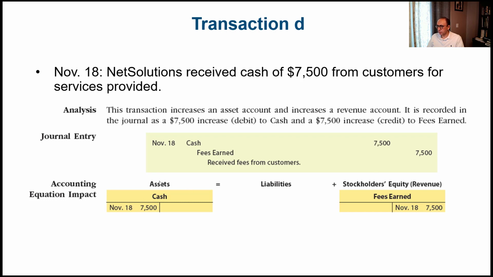So on the accounting equation, we have the T account for cash. It's debited for $7,500. The T account for fees earned, it's under stockholders' equity here. It's credited for the same value, $7,500.